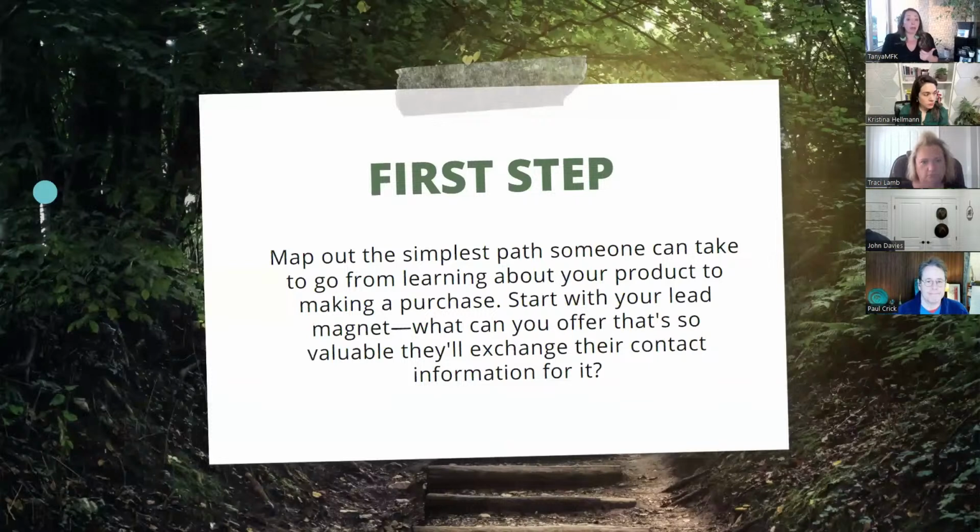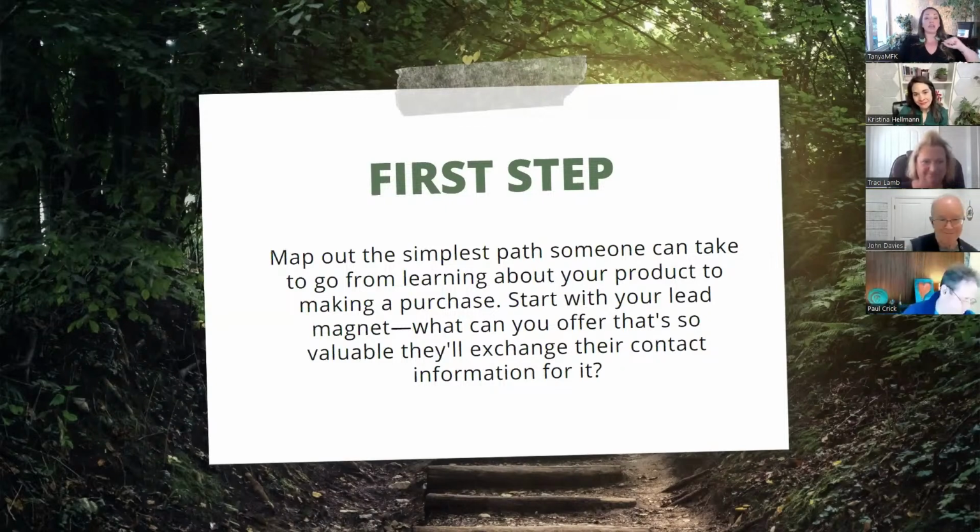So the first step is to map out the simplest path that someone can take from learning about your product to making a purchase. Start with your lead magnet. If you don't have a lead magnet, that's a sign right there, but also we need to ask, how do they first connect with you? And there may be different ways. Sometimes I network with people. All right, well, let's start with the I-met-someone-networking journey, if that's something you do often. If that's everyone, your sales path is there.